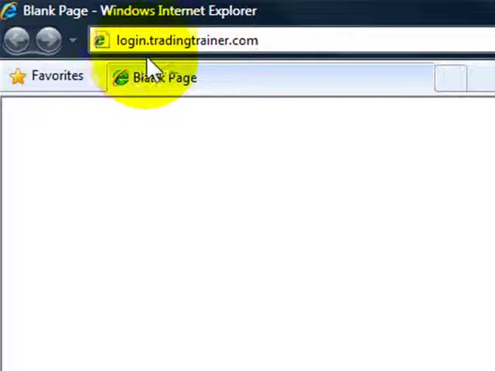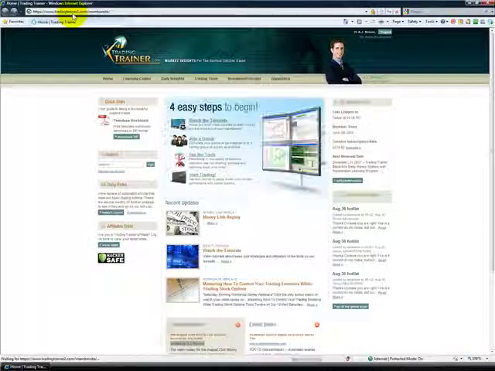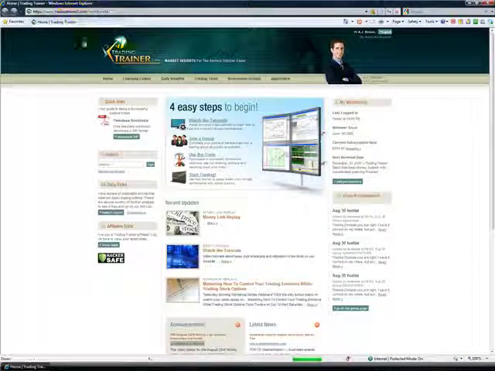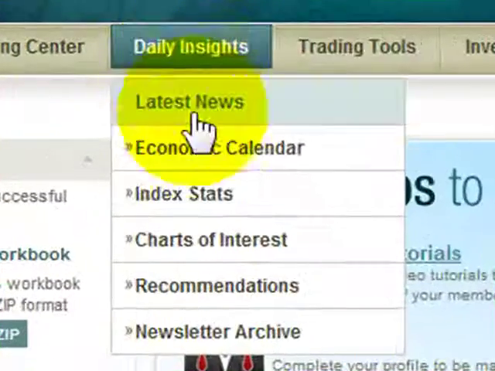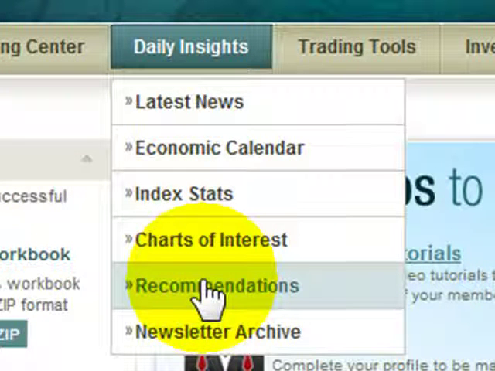portal by going to login.tradingtrainer.com. Now, once I've logged into the Trading Trainer Learning Community web portal, team, I'm going to go right to Daily Insights. I'm going to say to you to please go to the Recommendations sub-tab. There you're going to find the recommendations for tomorrow's trading session.